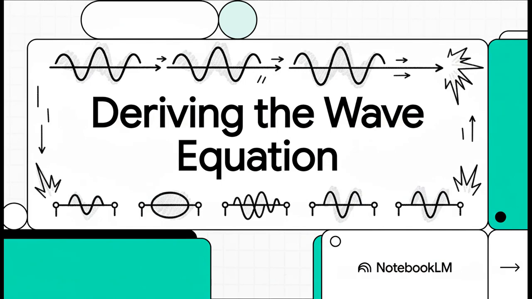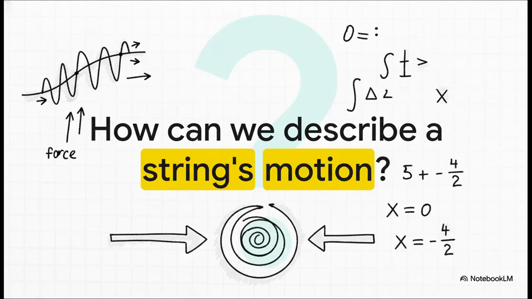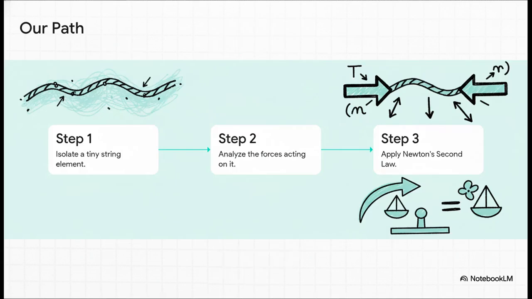Okay, let's talk about how a guitar string actually moves. We're going to build the equation that explains it all. It all comes down to one powerful equation, and we're going to build it from the ground up. So here's the plan. We'll look at a tiny piece, check the forces, and then bring in Newton's second law.